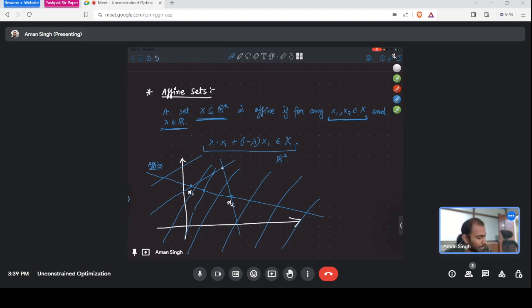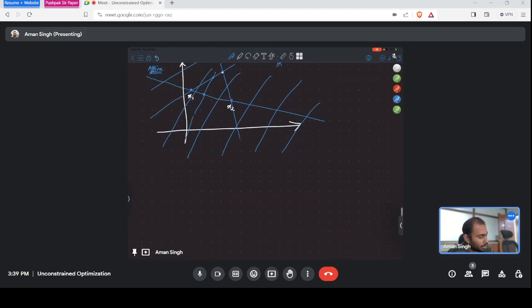So I hope you got some visual picture of what affine sets are. An affine set is a set in which if you take any 2 points in the set and draw a line, that set should contain that line also. So basically that is what an affine set is.